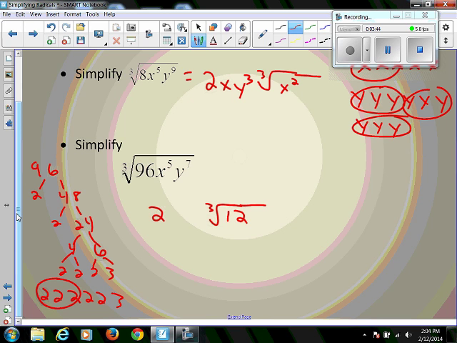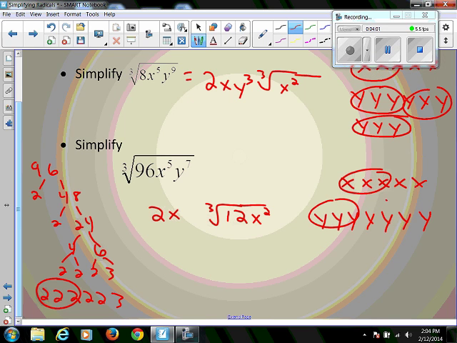I have 5 x's this time. Groups of 3. 1 group of 3. 2 remaining. X times x is x squared. Y to the 7th. Groups of 3. I have 2 groups of 3. We have y, 2 groups of y, and 1 remaining. Remember to check.